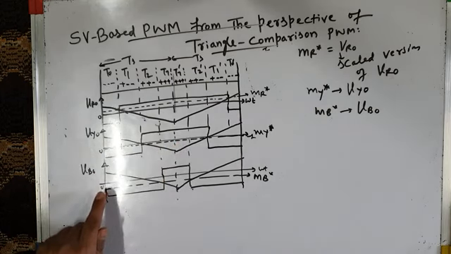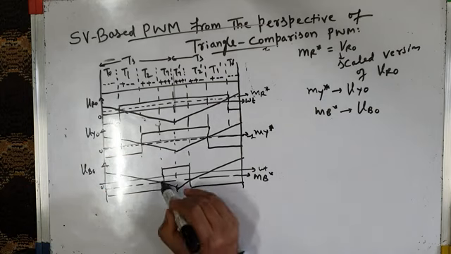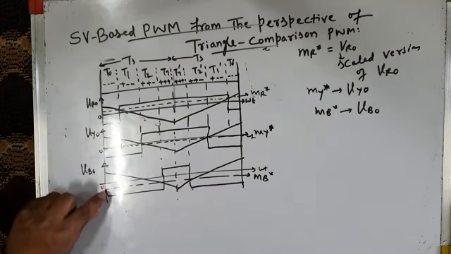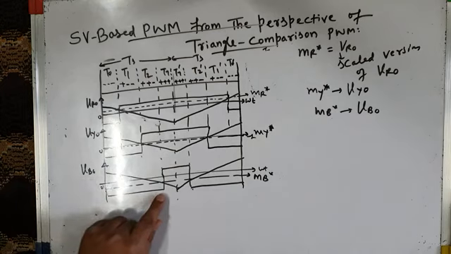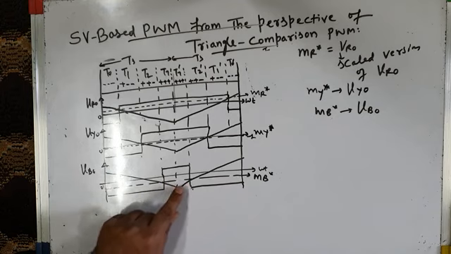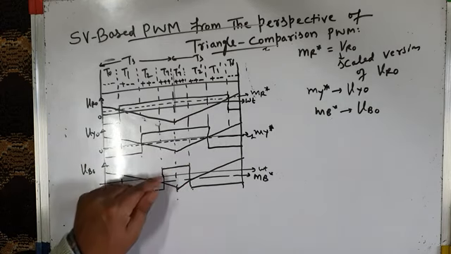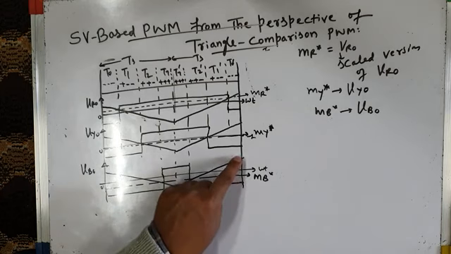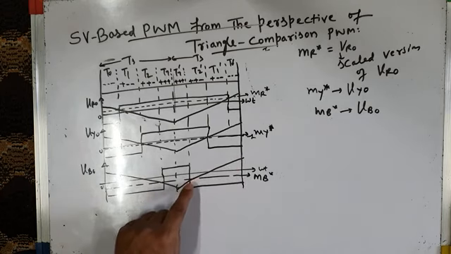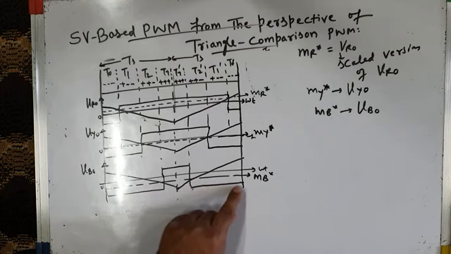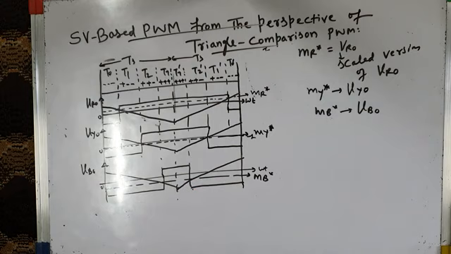For example, in VBO, from this instant to this instant, you can see the triangular carrier wave is higher in amplitude than MB dash. So the bottom switch of phase leg B is on, and VBO is minus VDC by 2. From this instant to this instant, MB star is greater in amplitude than the triangular carrier wave. The top switch of phase leg B is on, and VBO is plus VDC by 2. Then from this instant to this instant, again the triangular carrier wave is higher in amplitude than modified modulating wave MB star, and the bottom switch is again on, and VBO is minus VDC by 2.